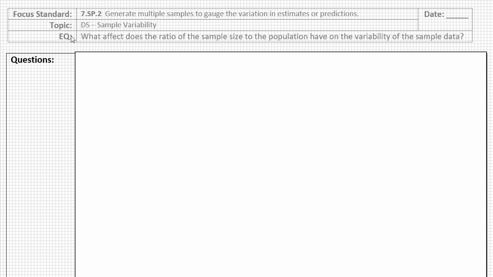Our essential question is, what effect does the ratio of the sample size to the population have on the variability of the sample data? Please take a moment, pausing the video if you need to, to copy down the topic and essential question in your header along with today's date, save your question column and your note column, and resume the video when you're ready to begin.